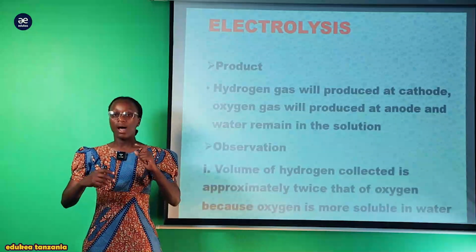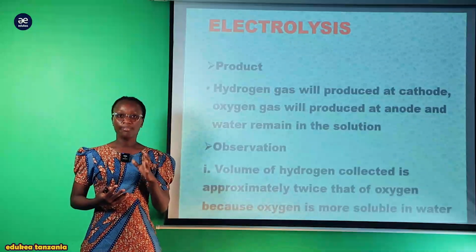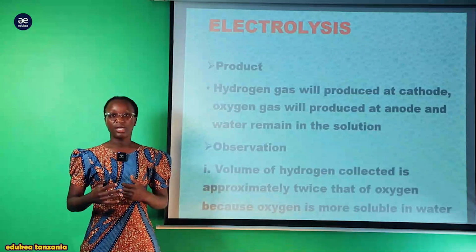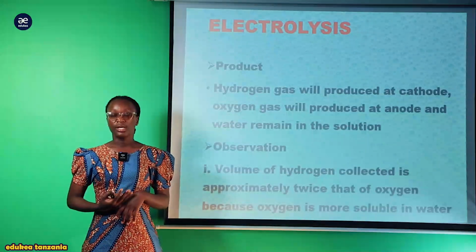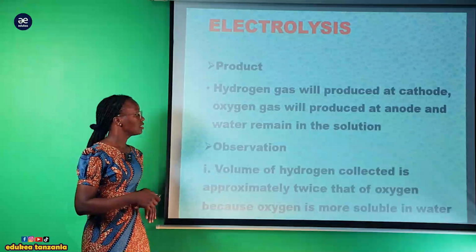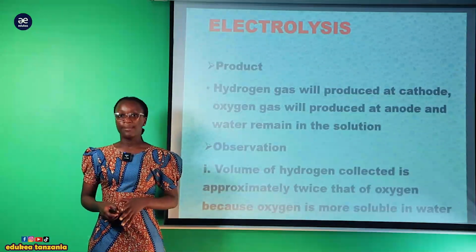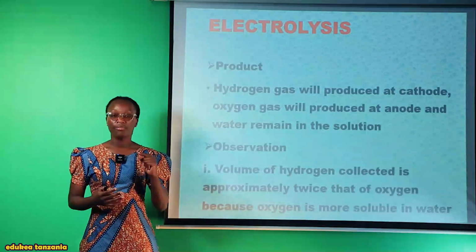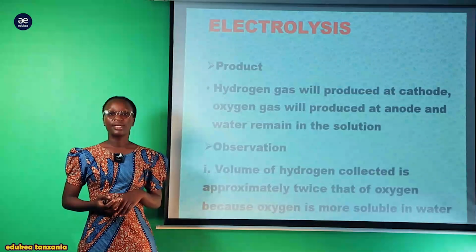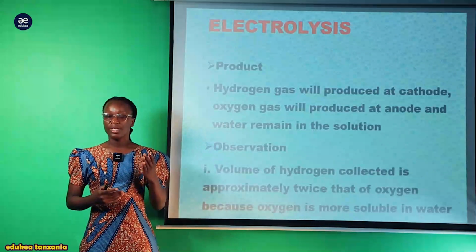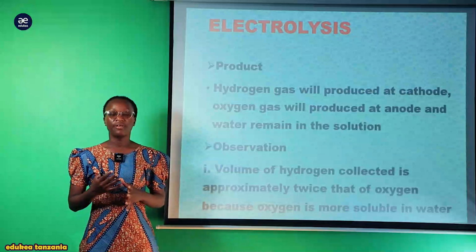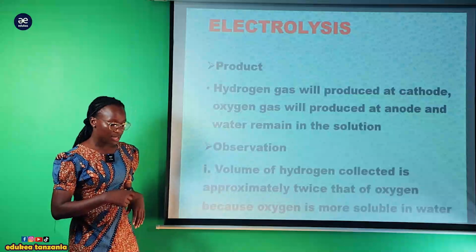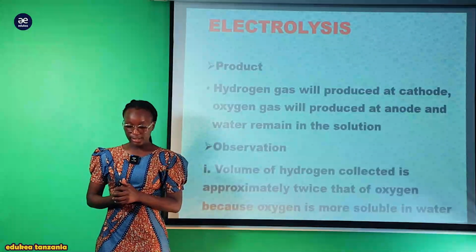Sasa ukirudi kule kwenye ile our apparatus which is Hofmann voltameter, we see that oxygen is given out at the anode and hydrogen is given out at the cathode. So this is how this mechanism occurs, though it does not involve the electrolytic cell, it involves the Hofmann voltameter, lakini tunaona kabisa hydrogen inakuwa involved at the cathode, vile vile oxygen inakuwa involved at the anode. Now what are the observations in this electrolysis?